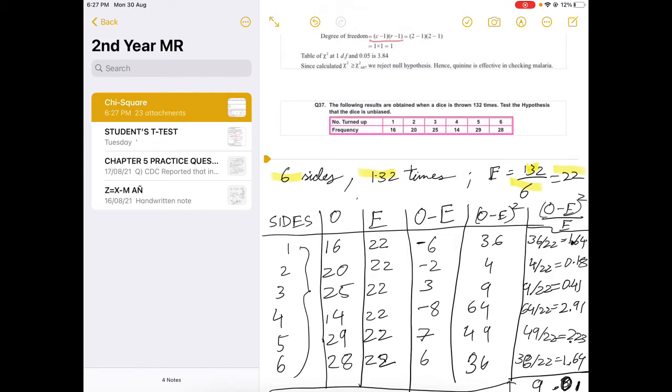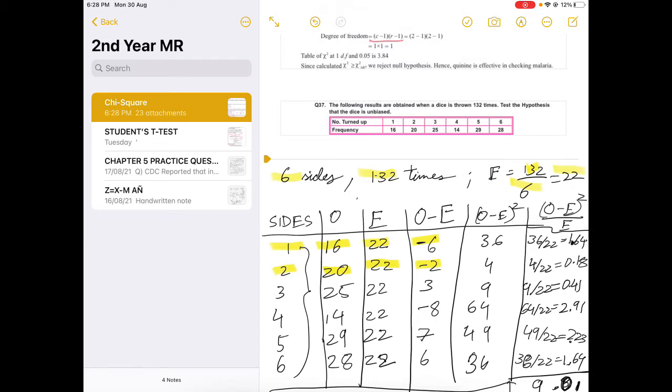But the observed values in the table are different. So for each side we take the observed value and the estimated value, and then we calculate the difference. Let's say for side 1, we observe 16 times, whereas the estimate is 22 times. So the difference is minus 6. Similarly, for side 2, we observe a frequency of 20, expected is 22, so the difference is minus 2. For every side like this, we subtract the expected from the observed value to get the observed minus expected value, which is the fourth column.